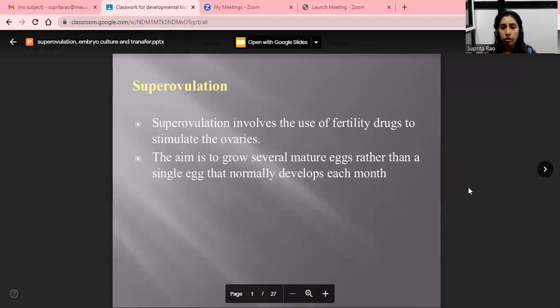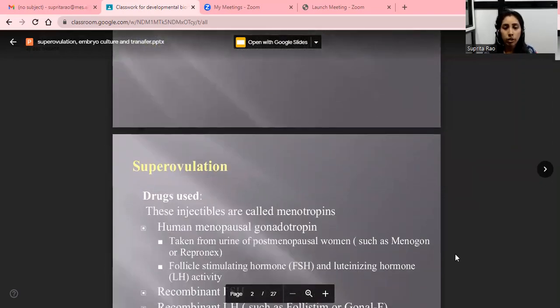So superovulation involves the use of fertility drugs to stimulate the ovaries to produce more number of mature eggs. So normal is one egg being nourished and produced or released from the ovary each month. Instead, we can have 3 to 5 eggs being released. Now, how do we do that?